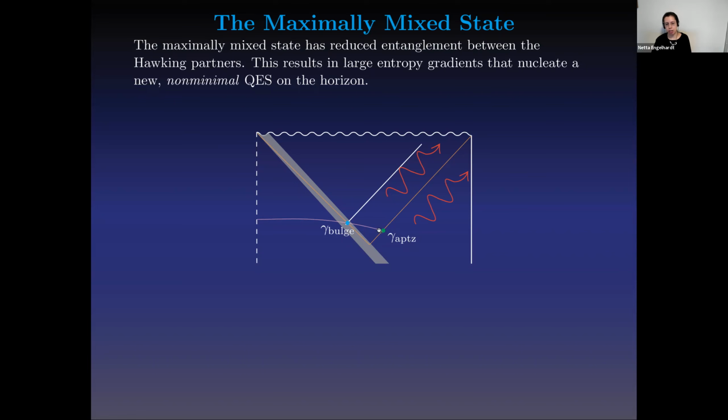And these large entropy gradients actually nucleate a new non-minimal quantum extremal surface on the event horizon. So this appetizer surface is a new one as a result of the fact that we're working in the maximally mixed state, where these two are maximally mixed with an auxiliary system. We get large entropy gradients, and for the same reason that we get a non-trivial quantum extremal surface in the evaporating black hole, we get a quantum extremal surface in this radiating stable black hole in the maximally mixed state.